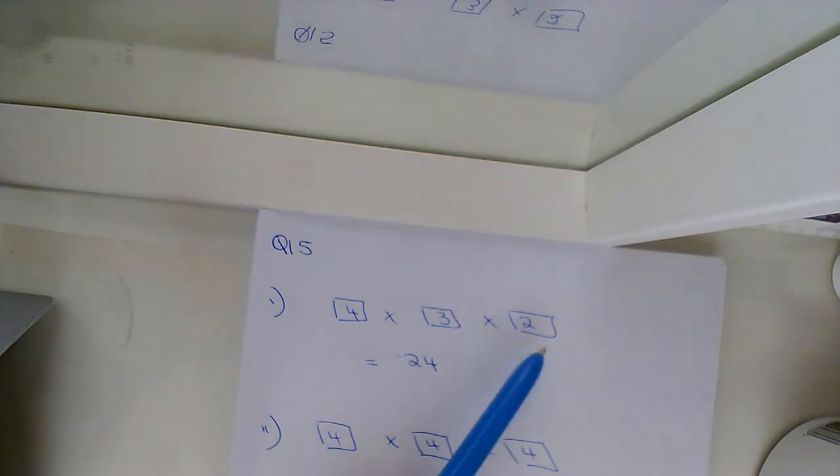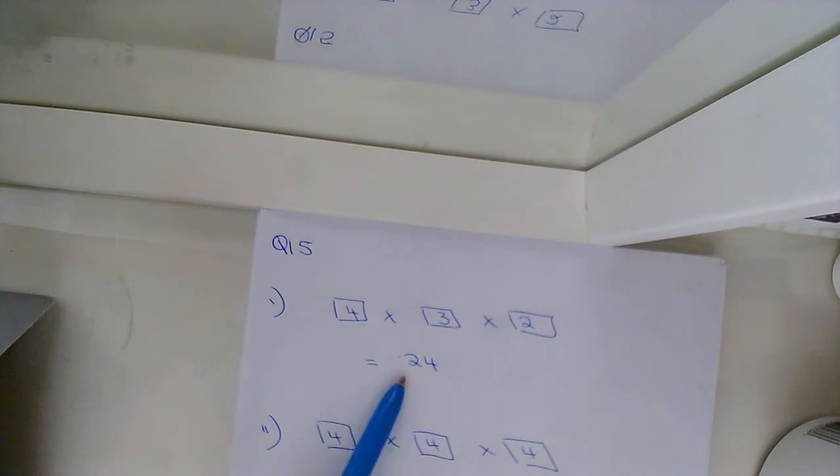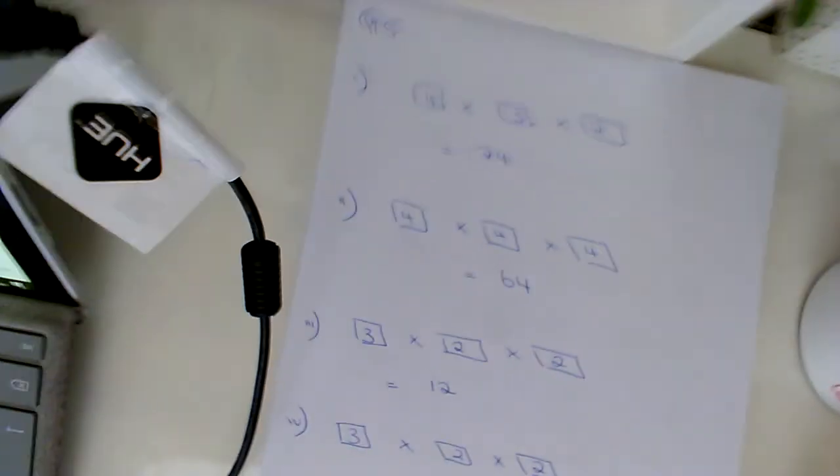Part 2, if repetitions are allowed. So here I still have my 3 boxes because I'm making 3-digit numbers, and I have 4 numbers to choose from for the first box, 4 numbers to choose from for the second box, and 4 numbers to choose from for the third box. So that answer there is 64.